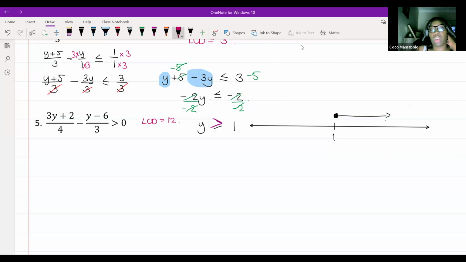Somebody's asking, ma'am, what about the 0? 0 is just 0 over 1. Correct. Because 0 divided by anything will just give us 0. So 0 over 1 works.